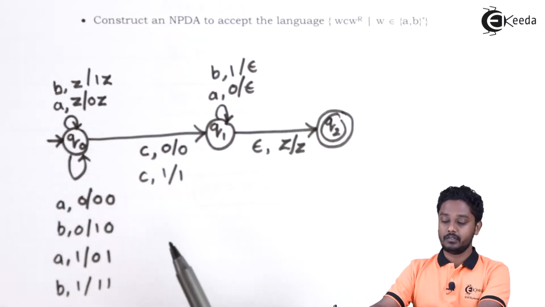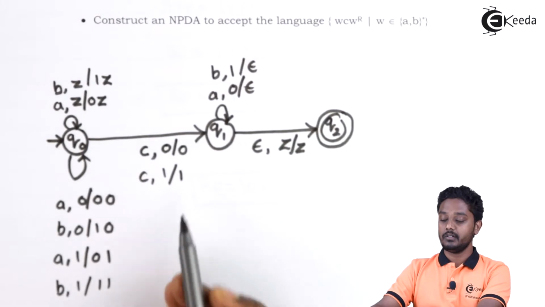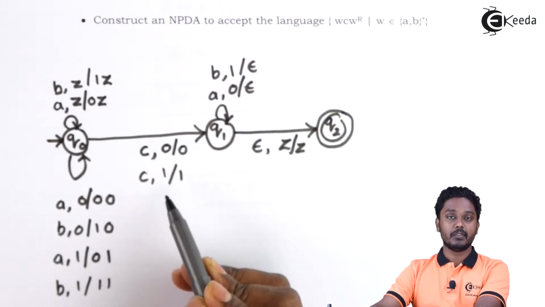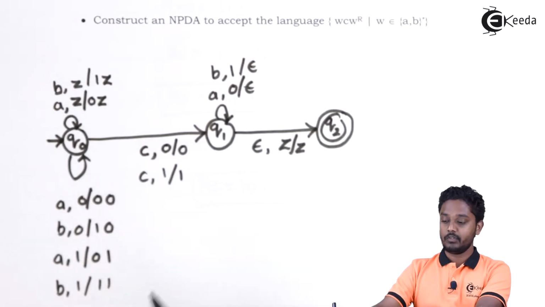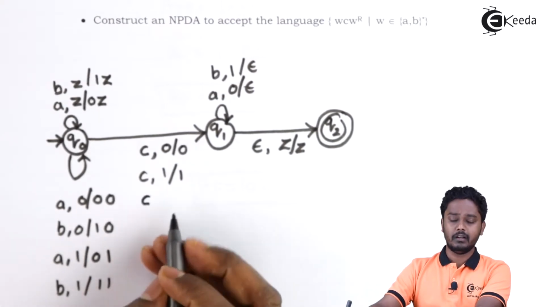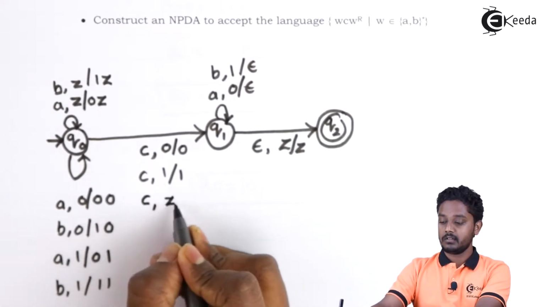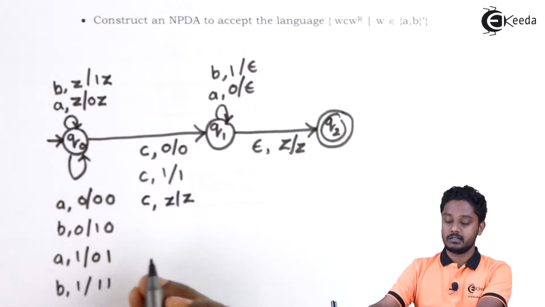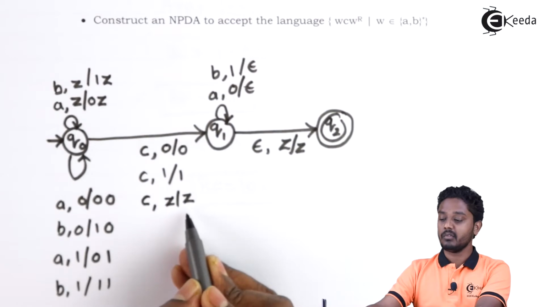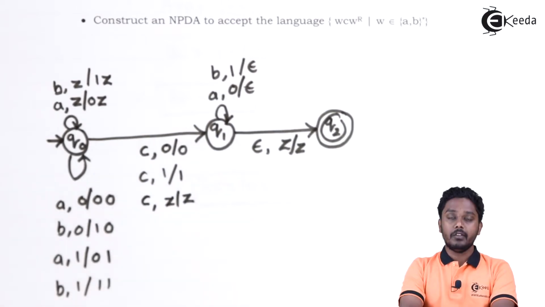Over here, we have not considered that when C is visited, it is possible that we have not visited any A or B. So considering that, the top of the stack would be Z. Including that, on a C, if Z is the top of the stack, keep it as it is and move to Q1. With this, we have constructed the required NPDA.